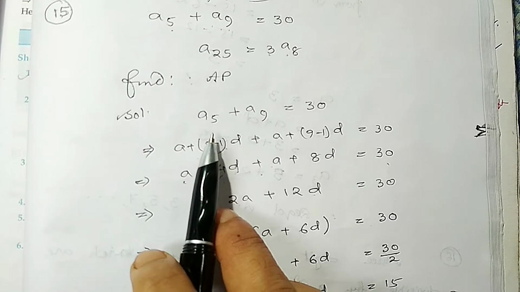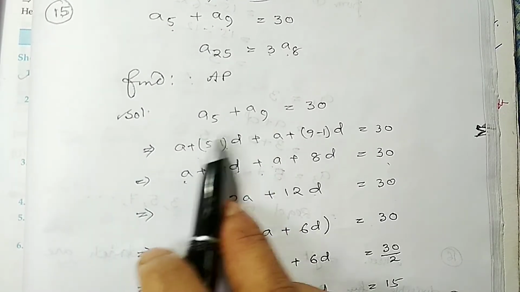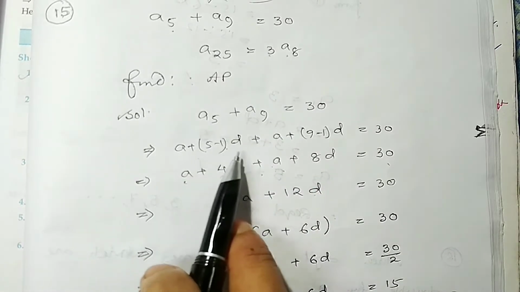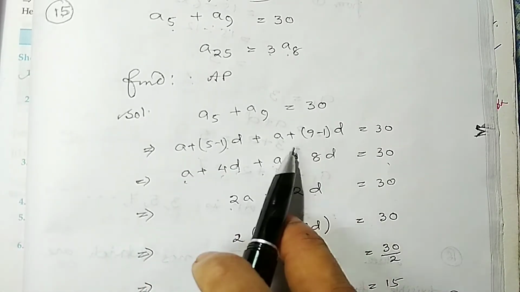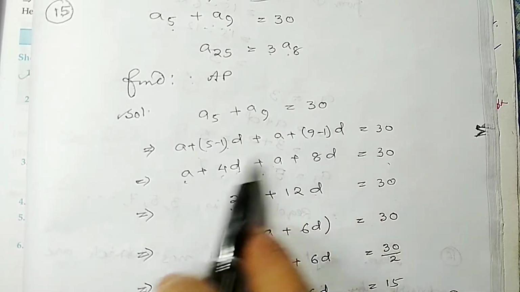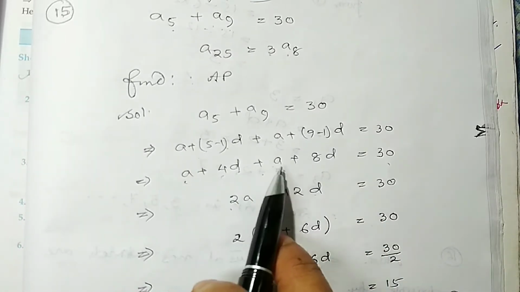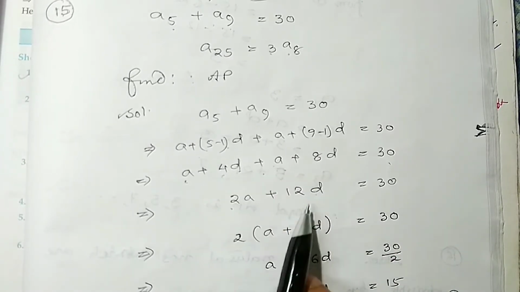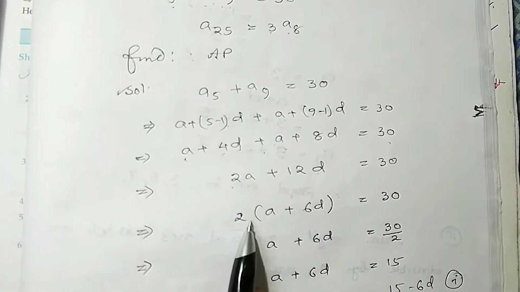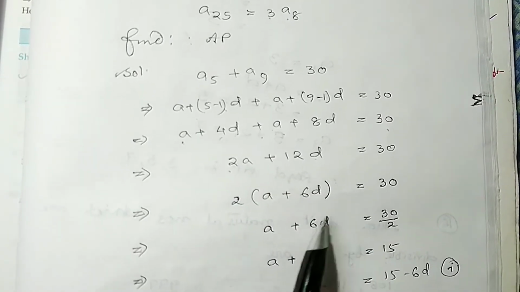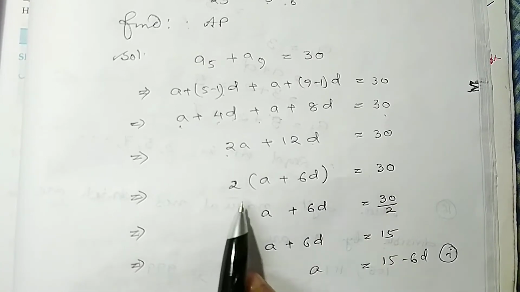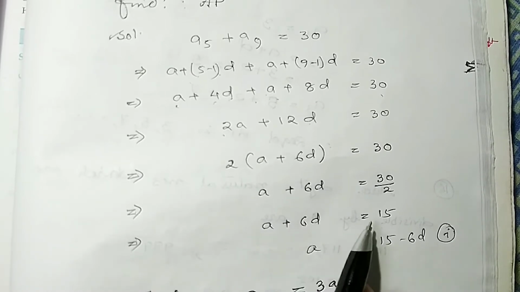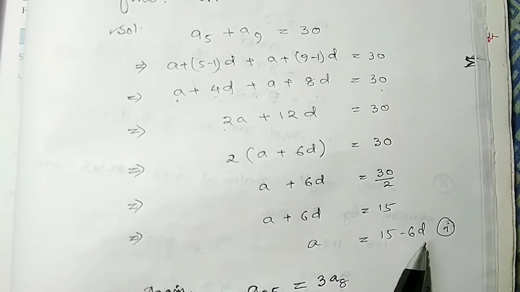As in the question it is given that the 5th term and 9th term sum is 30, we can write A5 plus A9 is 30. For A5 and A9 we use the formula A plus N minus 1 into D equals 30. A plus 4D plus A plus 8D equals 30. A plus A is twice A, 8 plus 4 is 12D, equals 30. 2 common, it will be A plus 6D equal to 30 divided by 2. A plus 6D equals 15. So A will be 15 minus 6D. Let it be equation number 1.